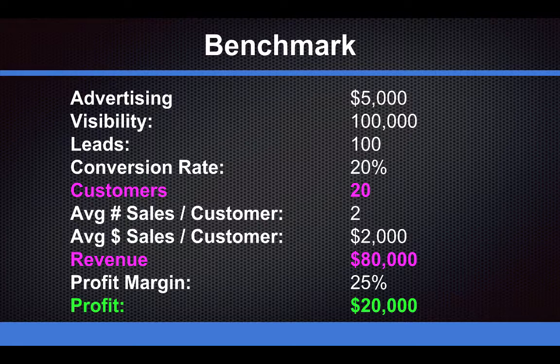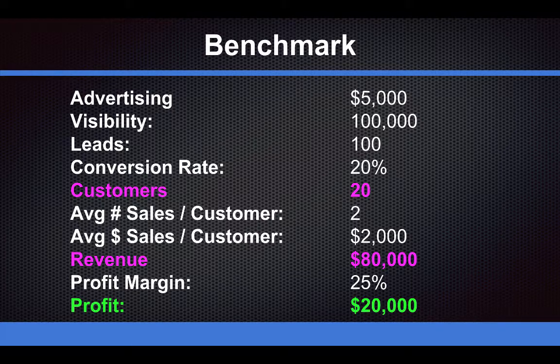All right, and out of those leads, they'll have a sales conversion rate of 20%. Okay, so 20% conversion rate of 100 leads would be 20 customers. Make sense? You following along? Good. All right, so 20 customers. Now, the average number of sales per customer in this example would be 2. You're going to have 2 sales.